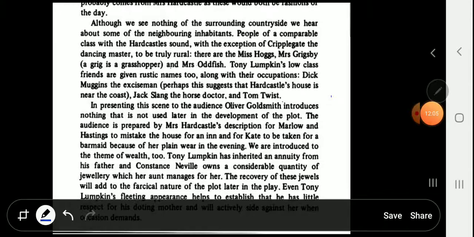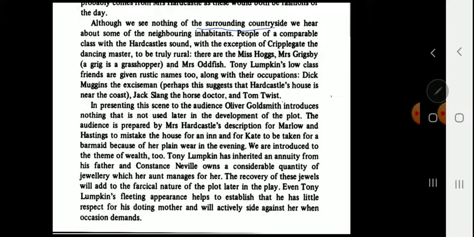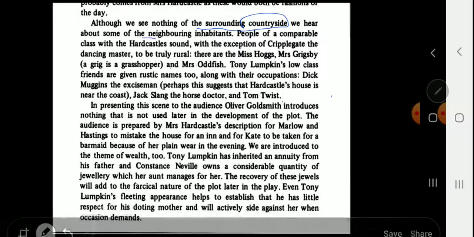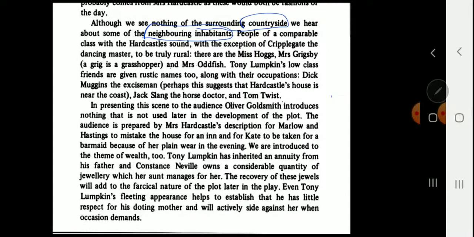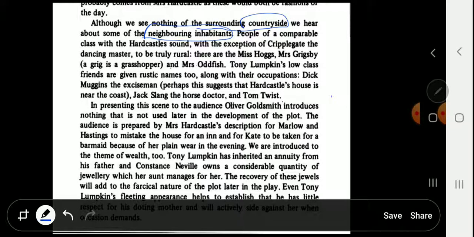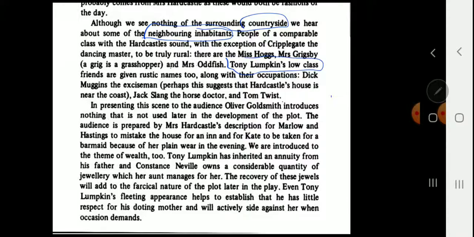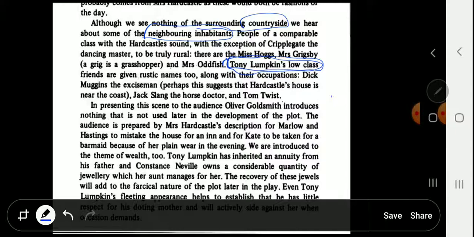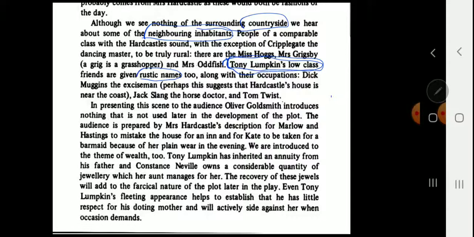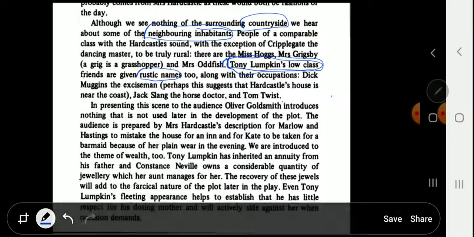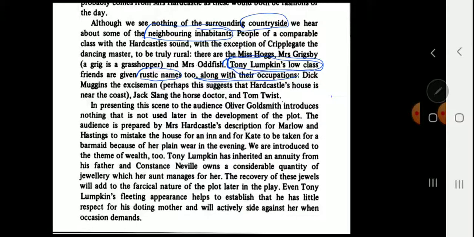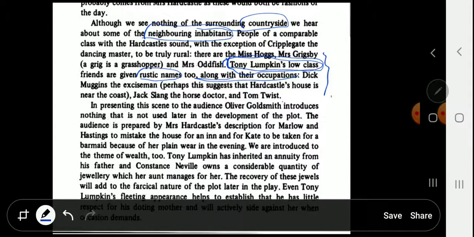Okay, so let's continue with the surroundings. The surrounding countryside, we hear nothing other than the neighboring inhabitants, and then we also knew that Tony Lumpkin's low class people. Students, you know that low class people sometimes are given rustic names, sometimes too long, sometimes too small, sometimes according to their occupation.